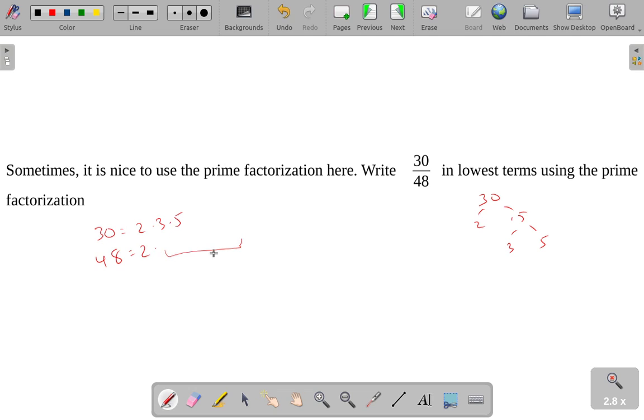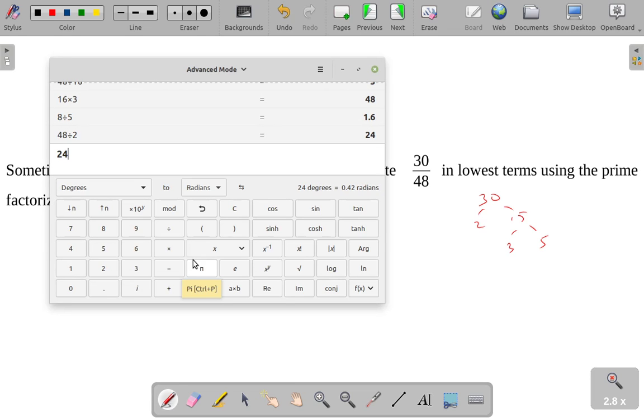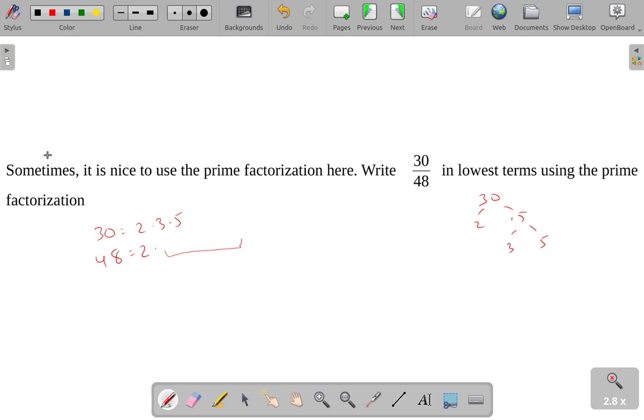Whatever's left over here is going to be equal to 24. I've written, 48 is equal to 2 times 24. So now I've broken this down into finding the prime factorization of 24. Well, 24 is even, which means 2 is a factor, so I'll do 24 divided by 2, and that's going to be 12. And you can see this is a very recursive process.